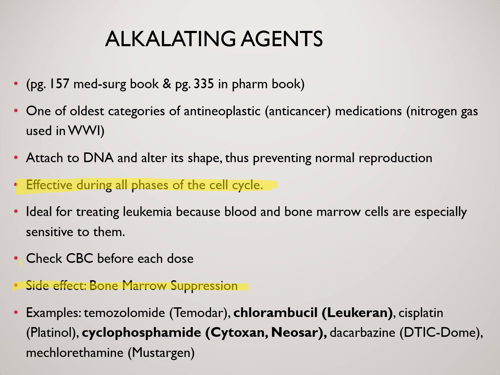So you want to make sure you check the CBC prior to each dose. So you're looking for all those low counts, low white blood cells, low red blood cells, low platelets, things like that. The examples here, I bolded the ones that are the most likely to see again. You've got your Leukeran and your Cytoxan. These are both alkylating agents. So with them, you want to make sure you're assessing for bone marrow suppression.